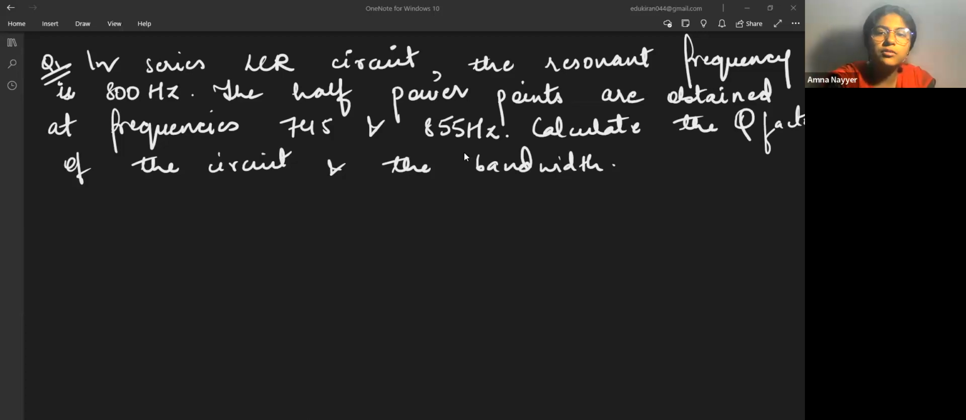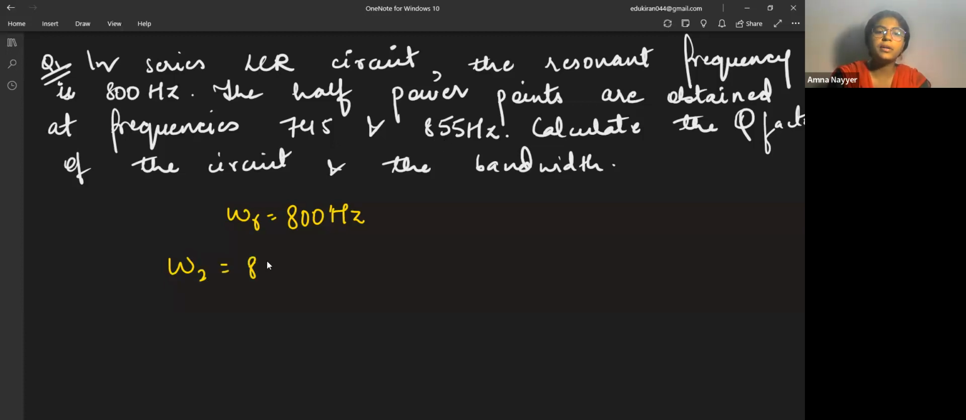Calculate the Q factor of the circuit and the bandwidth. See, this is the resonant frequency, that is omega R is given as 800 hertz. Omega 1 and omega 2, you have both of them. Omega 2 is 855 hertz and omega 1 is 745 hertz.